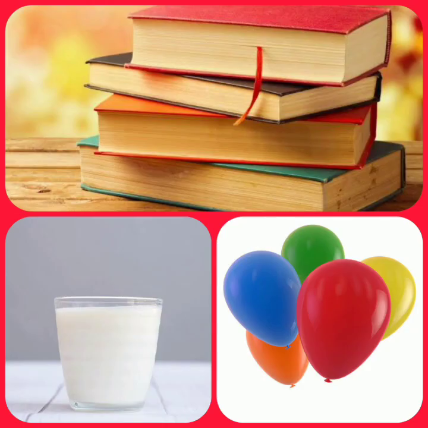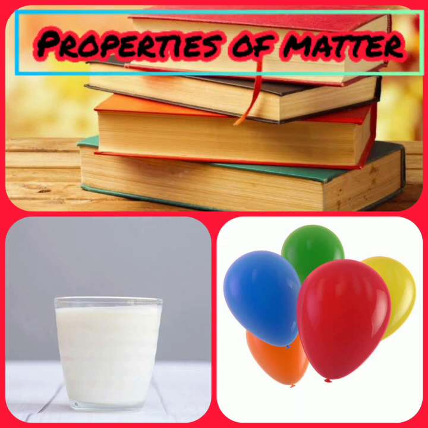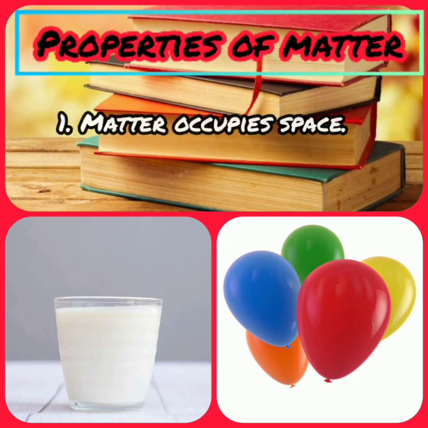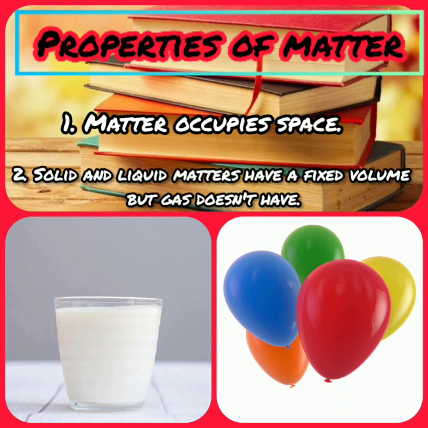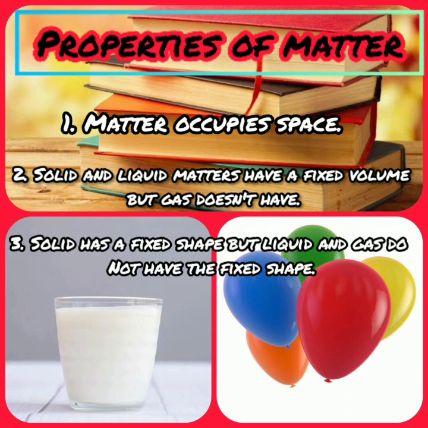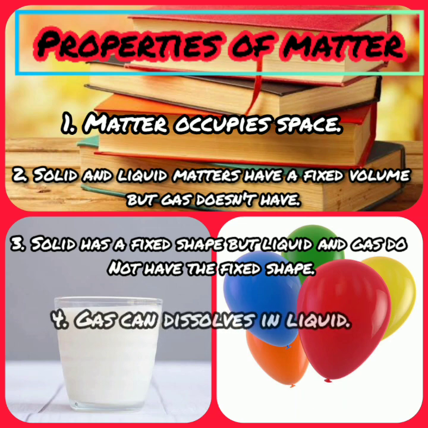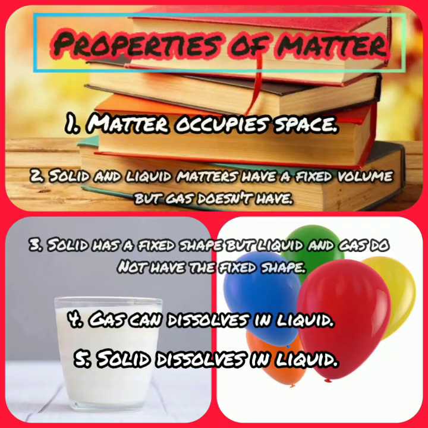Okay, students, then we have discussed some properties of matter. So, the first property of matter is that matter occupies space. Second one is solid and liquid matters have a fixed volume, but gas does not have a fixed volume. Okay, now the next one is solid has a fixed shape, while liquid and gas take the shape of the container in which they are filled. Okay, students. Now, next one is gas can dissolve in liquid. And the last one is solid dissolves in liquid.